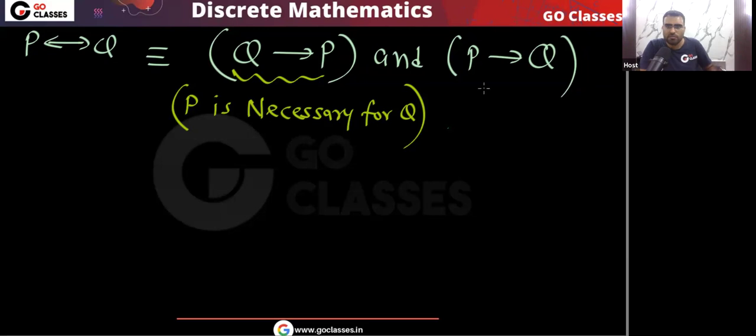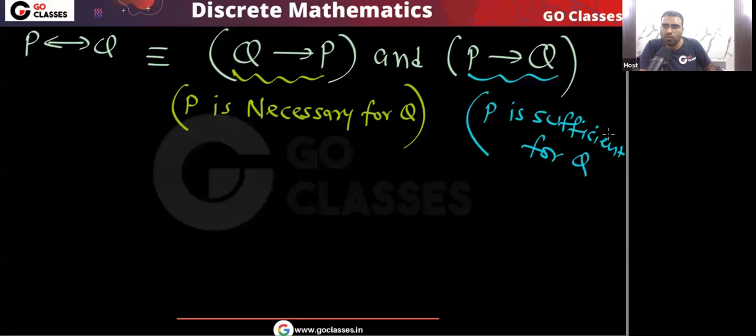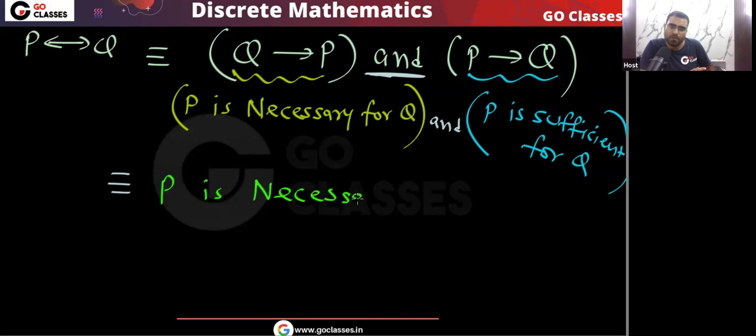And what does this mean? Here P is sufficient for Q. Now what is their "and"? Because there is "and" here, now do their "and". If you do their "and", what will you get? Remember, P is necessary for Q and P is sufficient for Q. In one line, you can write: P is necessary and sufficient for Q.